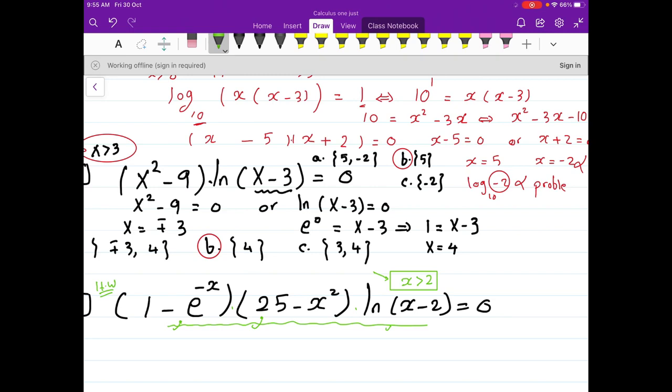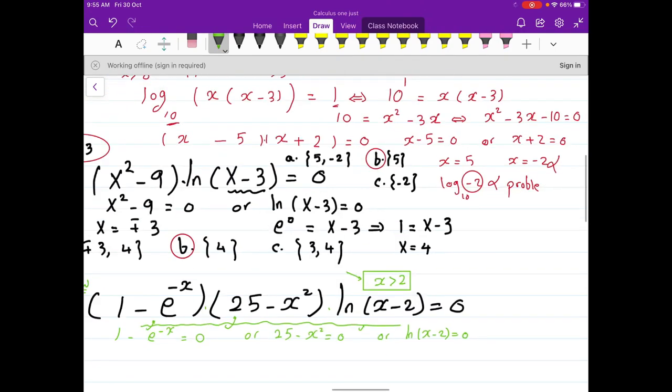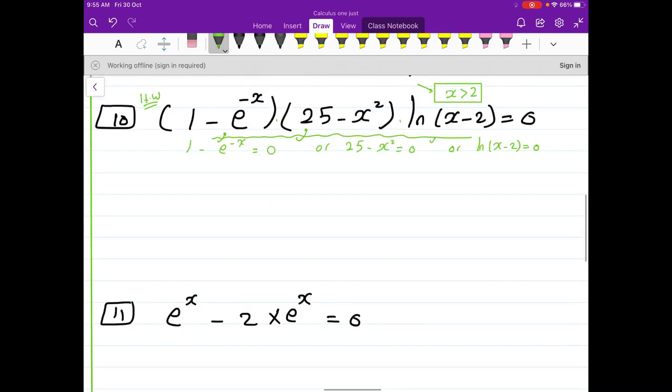As a hint to start the solution, you have 1 minus e to the power minus x equals 0, or 25 minus x squared equals 0, or ln of x minus 2 equals 0. I hope you continue, and try to solve this one.